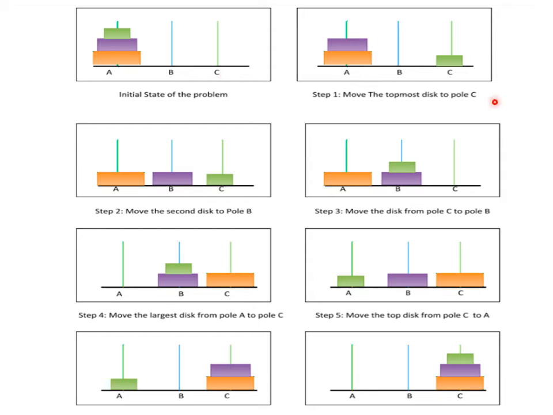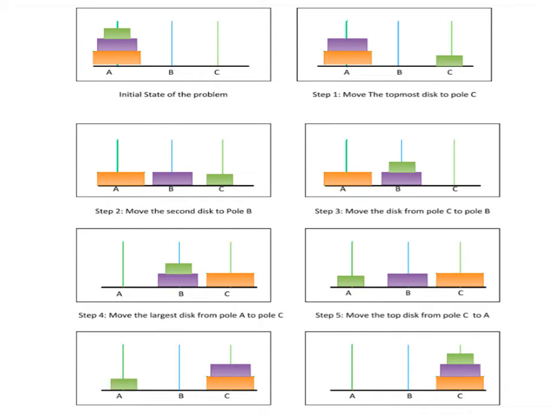Here I am telling you how it is solved. Initially the state of the problem is like this. What is the first move? First I will take this green disk, and because it is the smaller one, I will place it at C, that is the destination. I have taken B as the spare one. After that, I take the blue disk and place it on the spare pole.